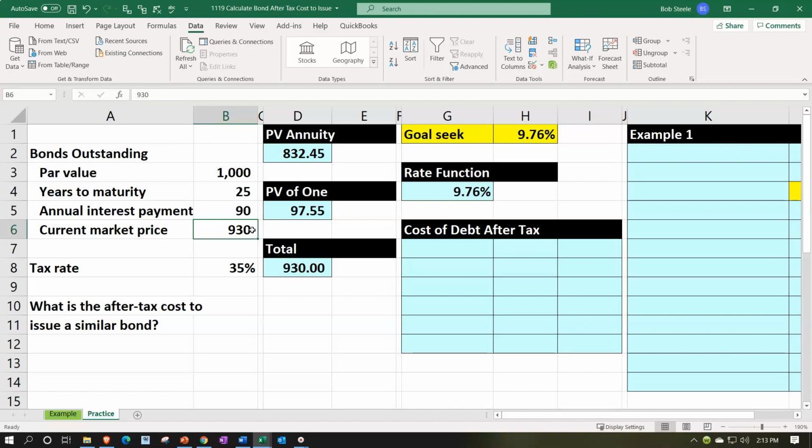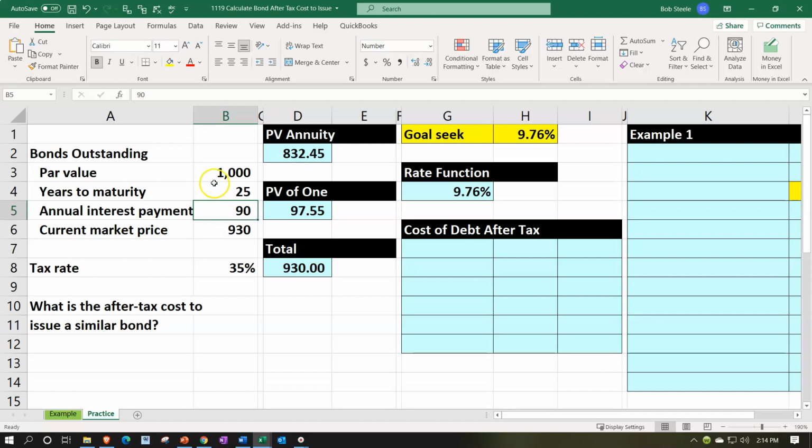So we're not using the bond rate, which in this case would be 90 divided by 1,000, or 9%. We are instead using the 9.76%, the market rate, even though when we pay the interest payments, we're paying the $90, because the difference is really interest that we will record when we amortize the discount that we had to put in place when we sold the bonds for 930 and then have to pay 1,000 at the end of the time period.